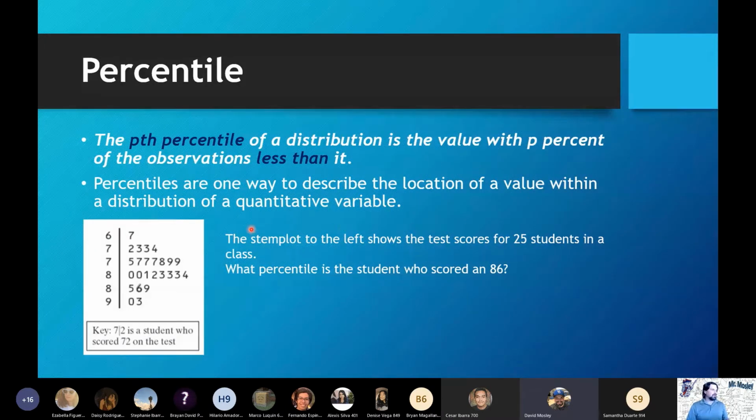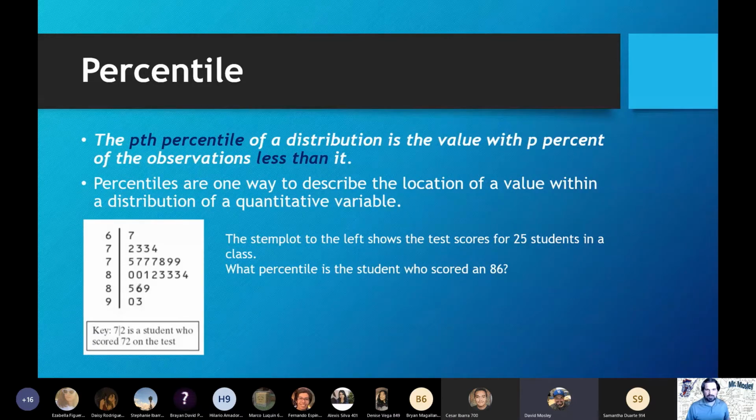So again, we're going to look at this example here. Our stem plot to the left shows the test scores of 25 students in a class. I want to figure out what percentile is the student who scored an 86. So let's look at our example.